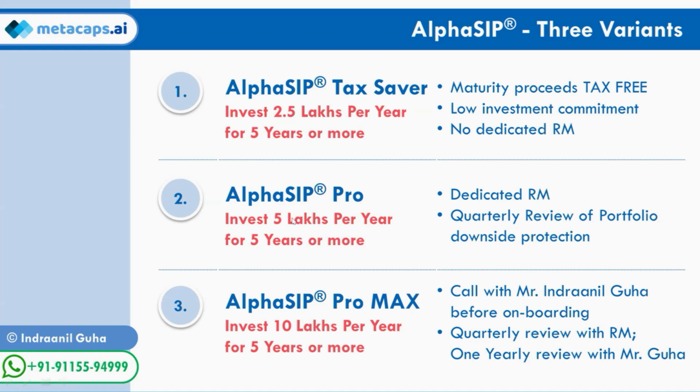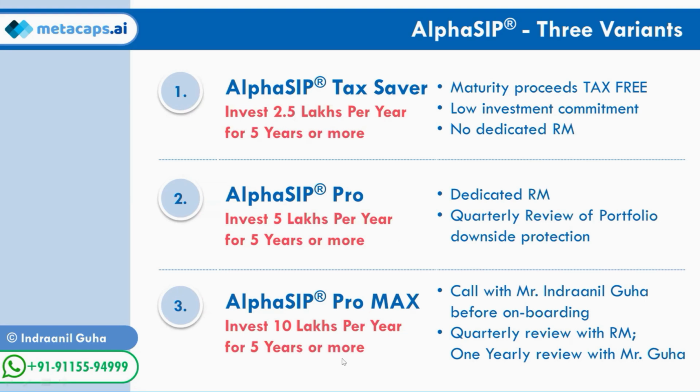The second option is the AlphaSIP Pro. Minimum amount required is 5 lakh rupees. So usually 5 lakh was the minimum we have had for a very long time. We introduced this AlphaSIP tax saver option with 2.5 lakh rupees just because a lot of people pointed out to us that they are not being able to avail the tax-free provision of ULIPs if we keep the minimum at 5 lakh rupees. And then there is a 10 lakh rupee option, which is AlphaSIP Pro Max.